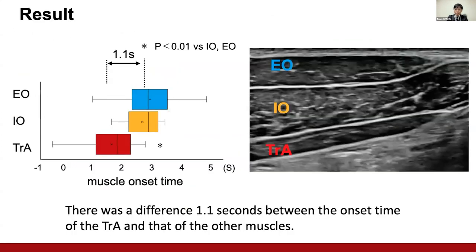Result. This is the onset time of muscle activity for each muscle during a 5-second draw-in. The EO, IO, and TRA are shown from the top. The TRA initiated muscle activity significantly earlier than the other muscles. On the other hand, there was a difference of only 1.1 seconds between the onset time of the TRA and that of the other muscles.